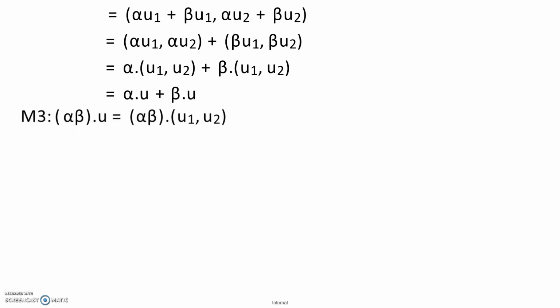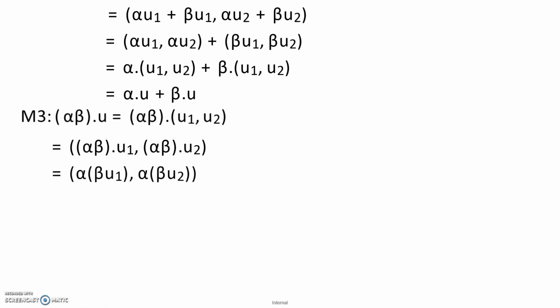Therefore M2 is satisfied. For M3, consider alpha beta into u, which is equal to alpha beta into u1 comma u2, which is equal to alpha beta into u1 comma alpha beta into u2. Take alpha as a common factor to each coordinate, and hence it is equal to alpha into beta u1 comma alpha into beta u2, and hence it is equal to alpha into beta u1 comma beta u2, which is equal to alpha into beta into u.